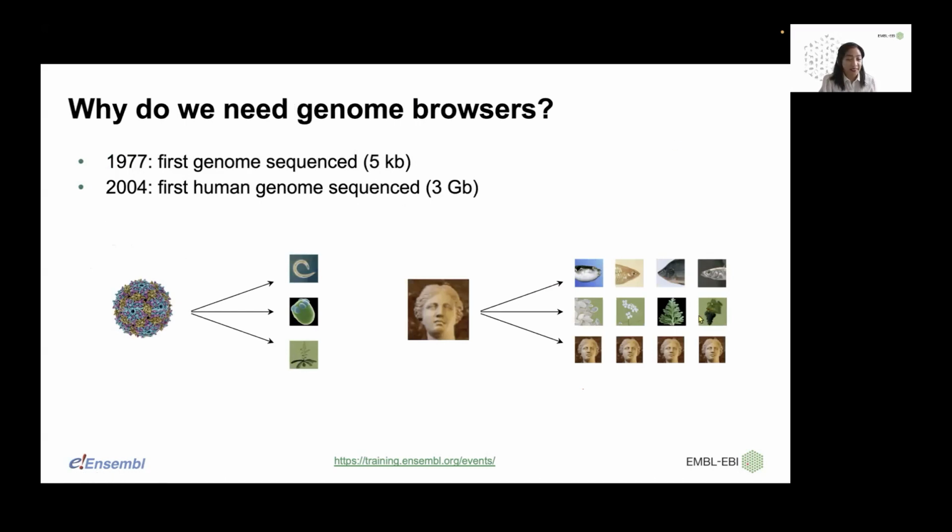Okay, so in 1977, Fred Sanger and his team sequenced the very first genome, which was a bacteriophage. And this really kickstarted the era of sequencing and also sequencing much more complex genomes. The very first draft of the human genome was published in 2004. This was a project that was started back in 1990. And since then, many, many more organisms have been sequenced. And today we can sequence a complete human genome in a matter of days.